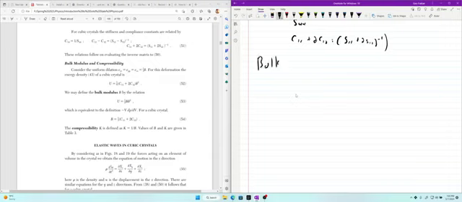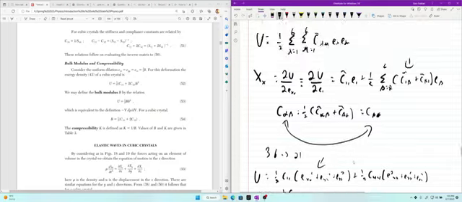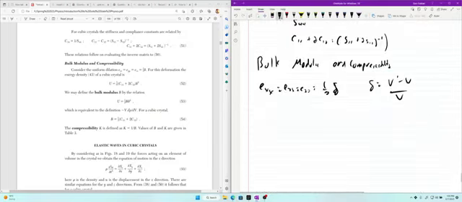Next topic is bulk modulus and compressibility. Let's consider the uniform dilation such that you have the same strain in each direction: exx, eyy, ezz, which equals 1/3 delta. Remember, delta is like V prime minus V over V, I think. Nice, I remember correctly. So basically they're all equal.